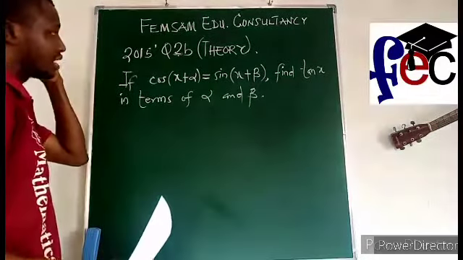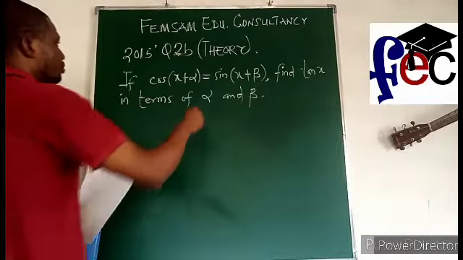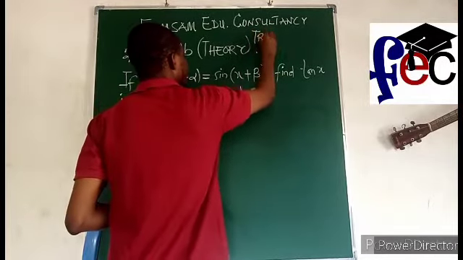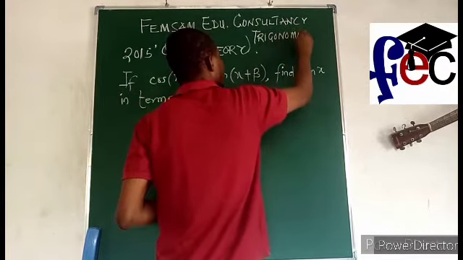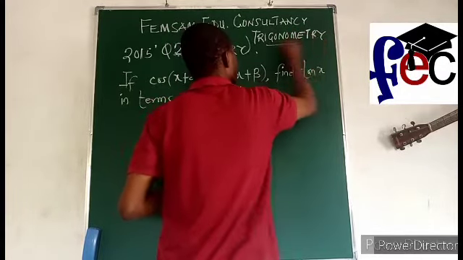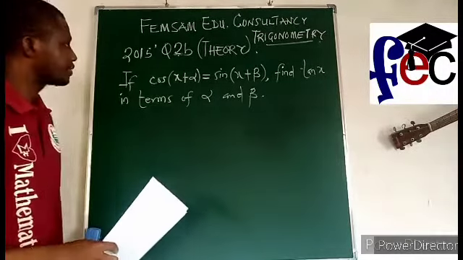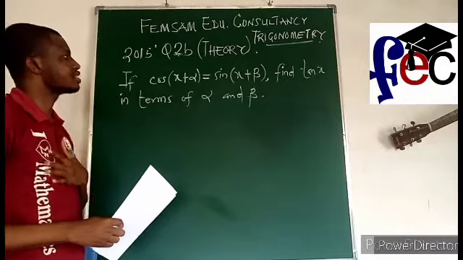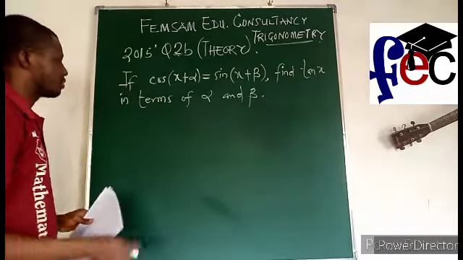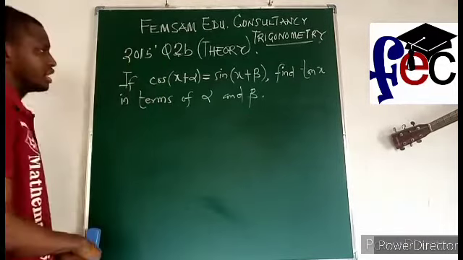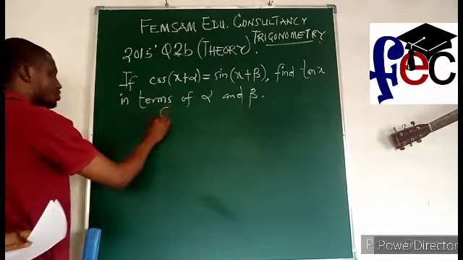It is expected at this time that you have all the necessary knowledge as regards trigonometry. Don't forget, we are looking at trigonometry. So you don't have to panic. This question is set under the trigonometric ratio of compound angles. So they expect you to know all the addition formulas, and that's what we'll make use of in solving this problem. So, solution.